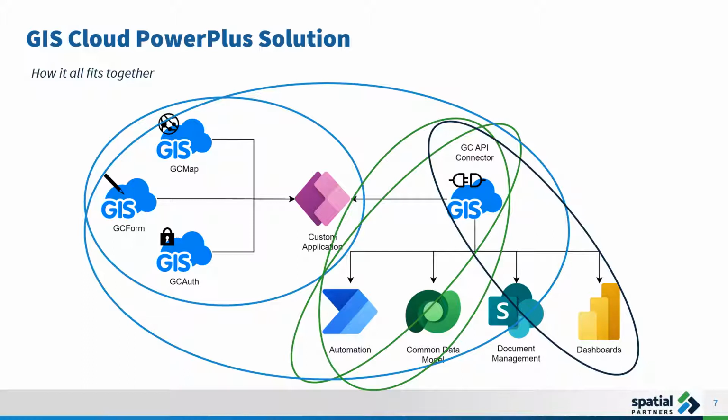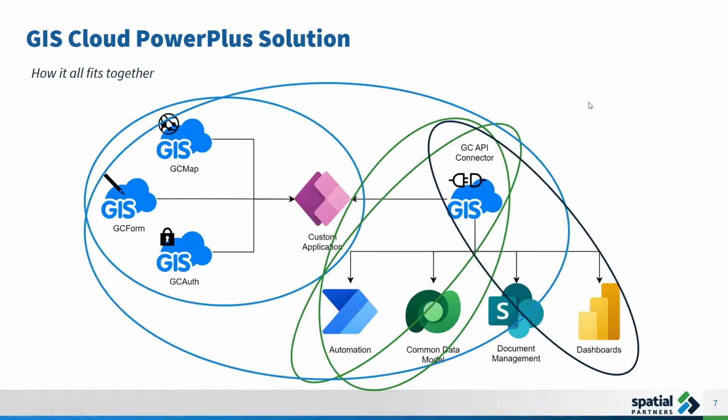And then last but not least is the black circle, which shows that because of the custom connector that's been brought into the Office 365 environment, you're able to pull data out of GIS Cloud and feed that directly into, say, a Power BI dashboard and use that as part of your analytics.